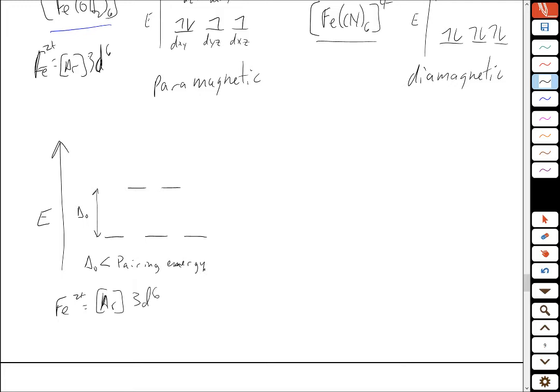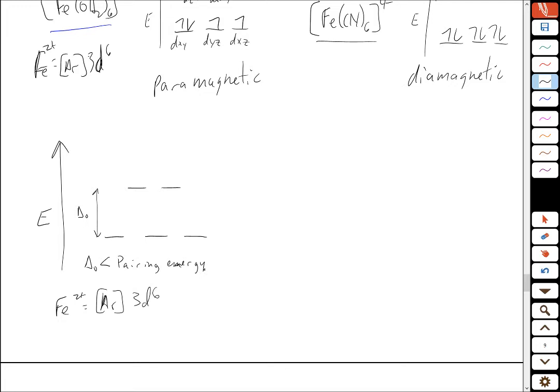Remember, I've said this many times. When you put a pair of electrons into a given orbital, the electrons are paired because quantum mechanics says they have to be paired. But paired electrons create repulsion. So whenever electrons are paired, the energy goes up. So there is an energy cost to pairing electrons.